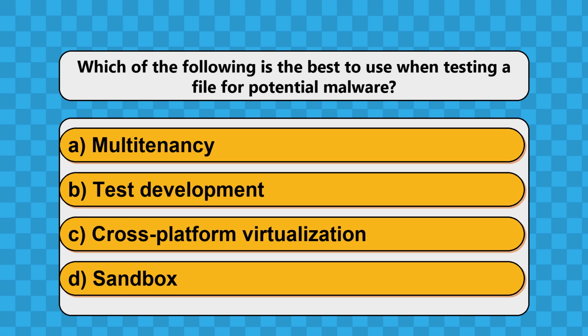Question 53. Which of the following is the best to use when testing a file for potential malware? Option A, multi-tenancy. Option B, test development. Option C, cross-platform virtualization. Option D, sandbox. The correct answer is option D, sandbox.